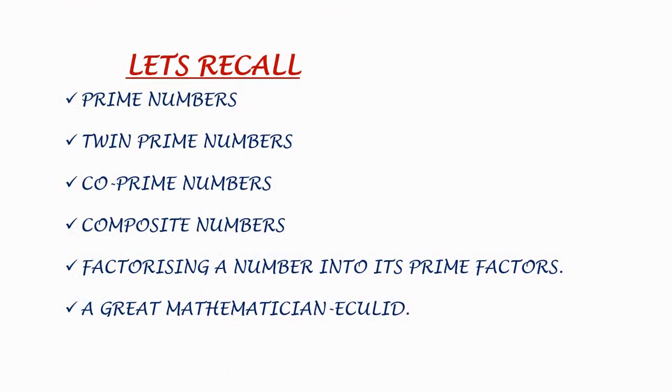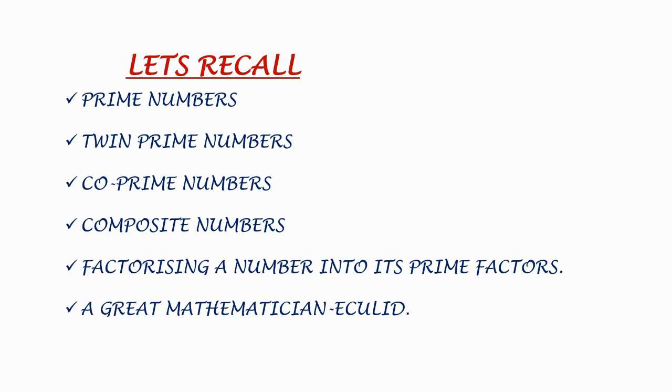So students, before beginning with this module, let's recall what we have studied in Module 1. We studied about prime numbers: the numbers greater than 1 and divisible only by 1 and the numbers themselves are called prime numbers. Example: 2, 3, 5, 7, 11, etc. And 2 is the only even prime number. All other prime numbers are odd numbers.